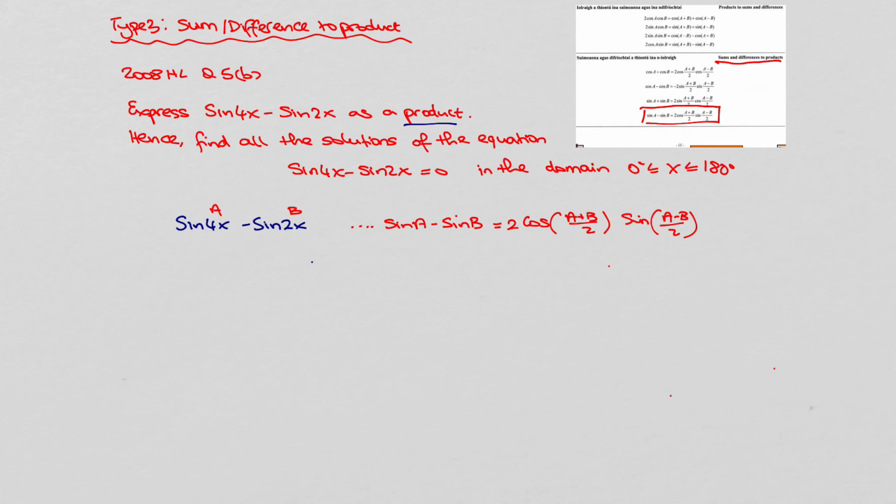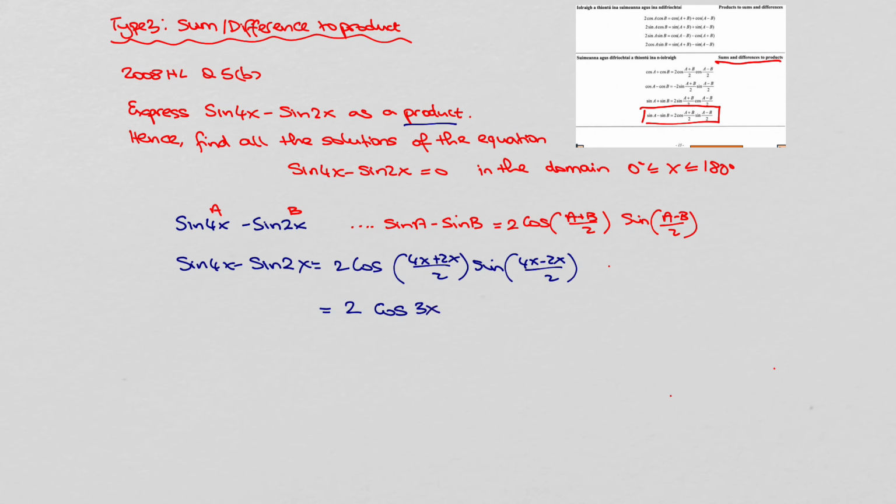So that means that sine 4x minus sine 2x can be written as 2 cos half the sum, so add the angles and divide by 2, sine half the difference, so subtract the angles and divide by 2. So that can be written as 2 cos 6x divided by 2 is 3x, and then sine 2x divided by 2, which is x.